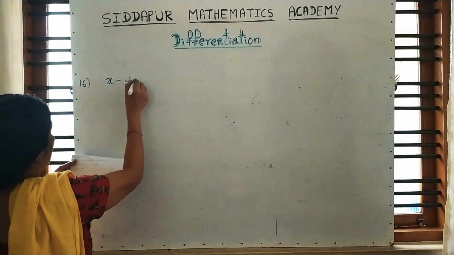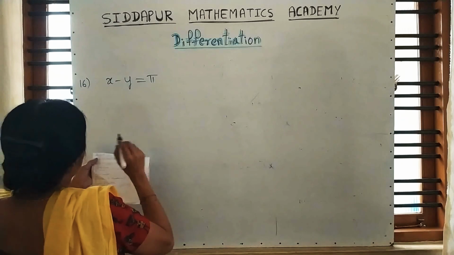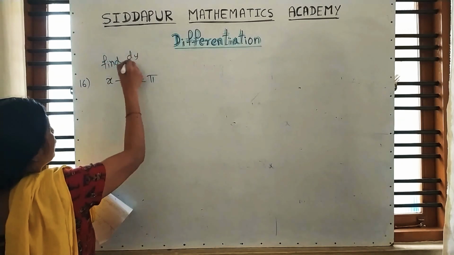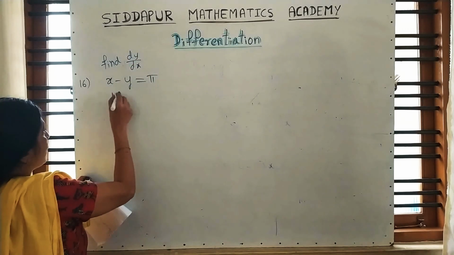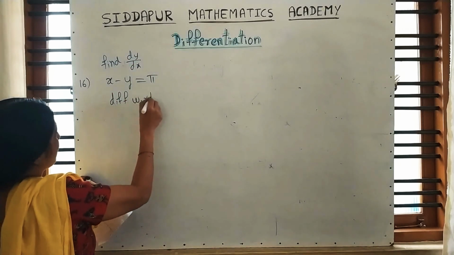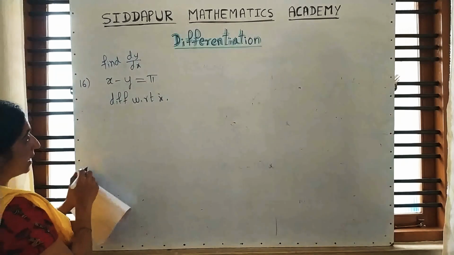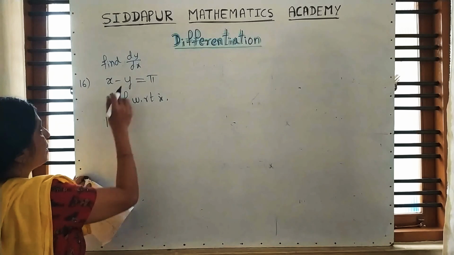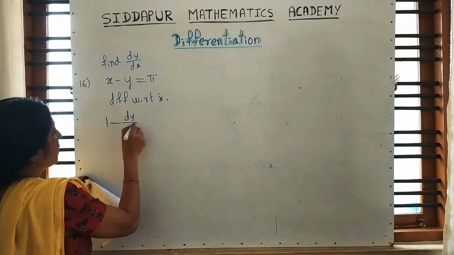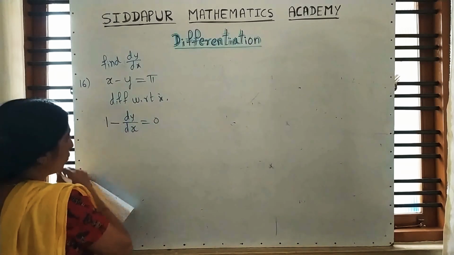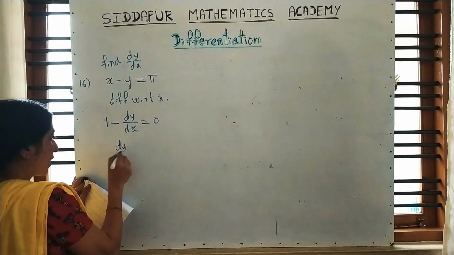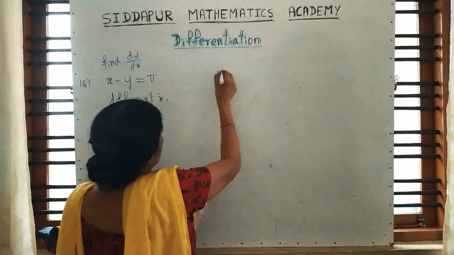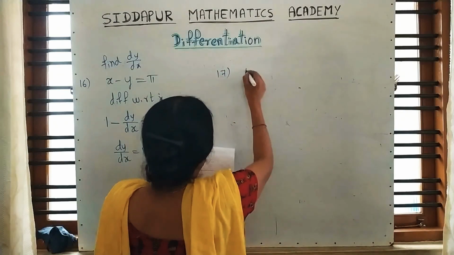X minus y is equal to pi. The question is find dy upon dx, or differentiate. So here, differentiating with respect to x. Which type of example is it? It is an implicit example. Differentiation of x with respect to x is 1 minus differentiation of y, which is dy upon dx, is equal to 0. When you rearrange, your answer will be 1. Correct or what? Question number 17.